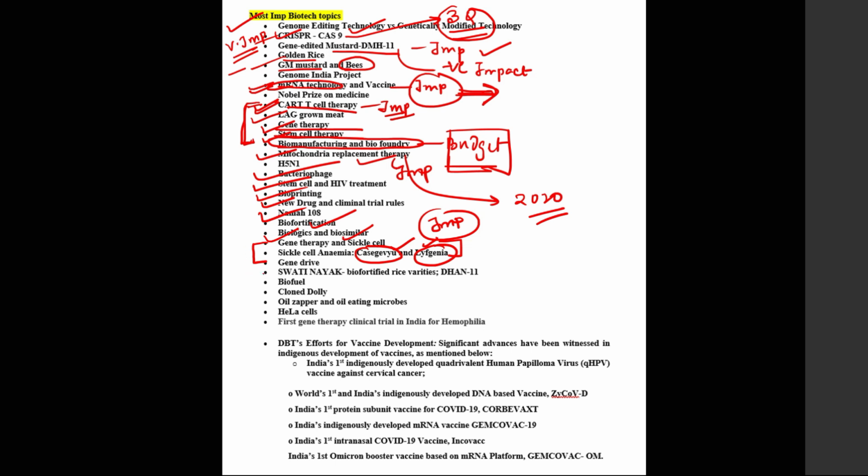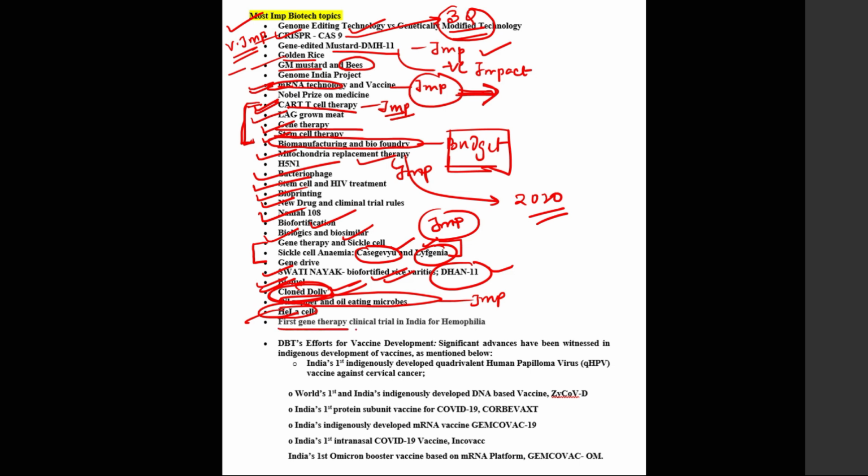Next, Swarna Shakti and biofortified rice varieties, Dhan 11 and other varieties are very important. Biofuel is also a very important topic. Next, cloning, animal cloning, Dolly. This was in news. Then guys, oil zappers and oil eating microbes. Again, very important. HeLa cells have been in news for the last couple of years.